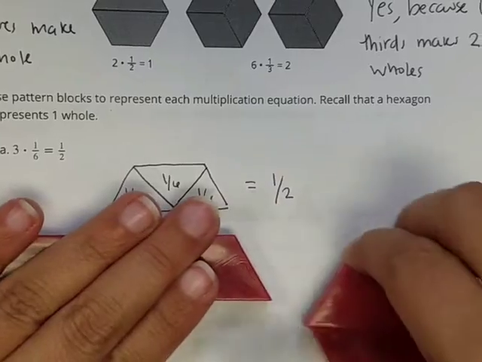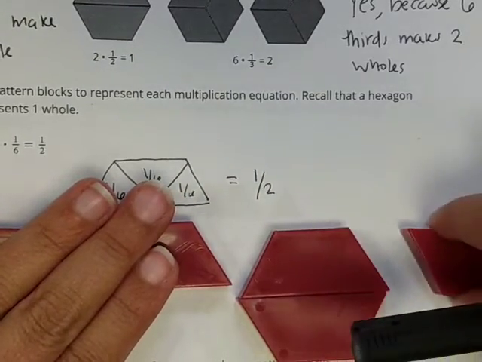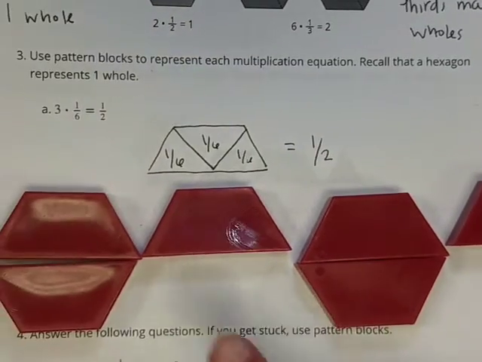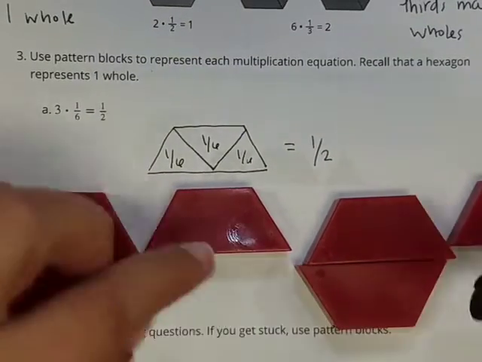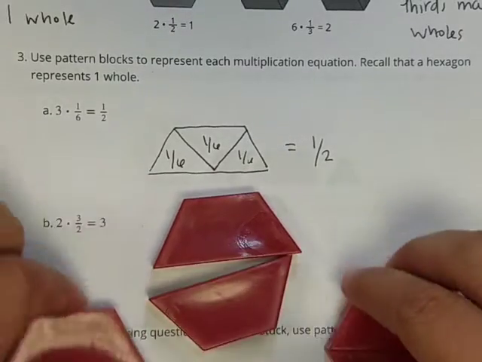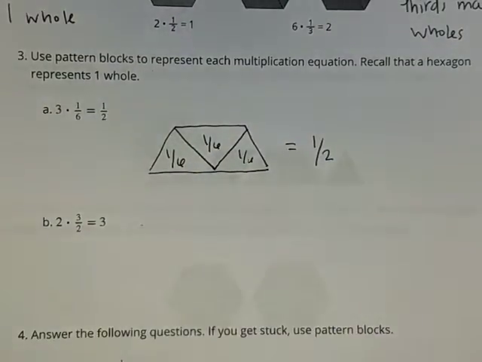So then here's another 3 halves. So then that gives me 1, 2, and then put these 2 together. That gets me 3 wholes. So I'm going to draw that picture.